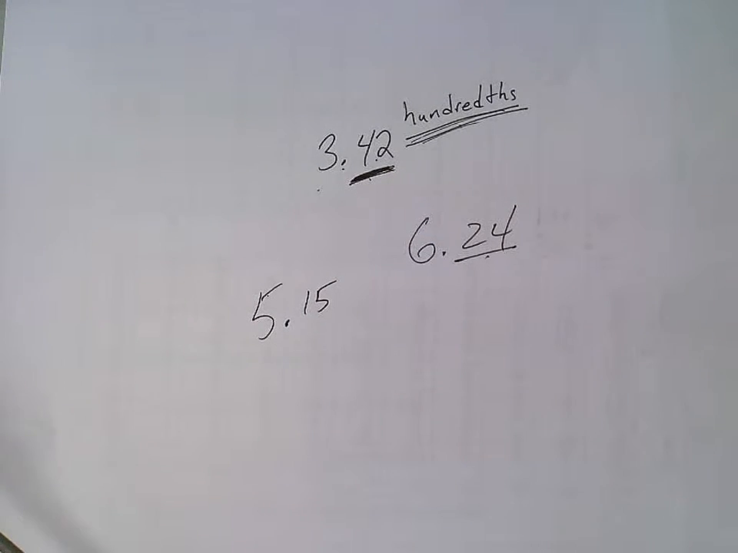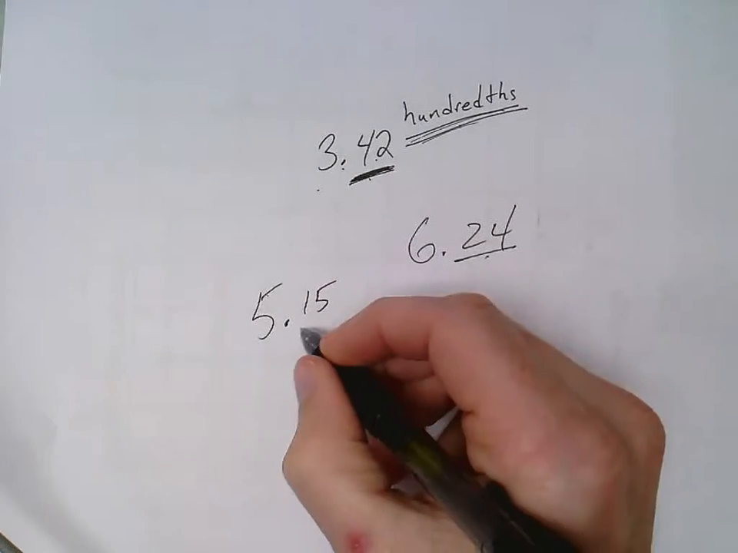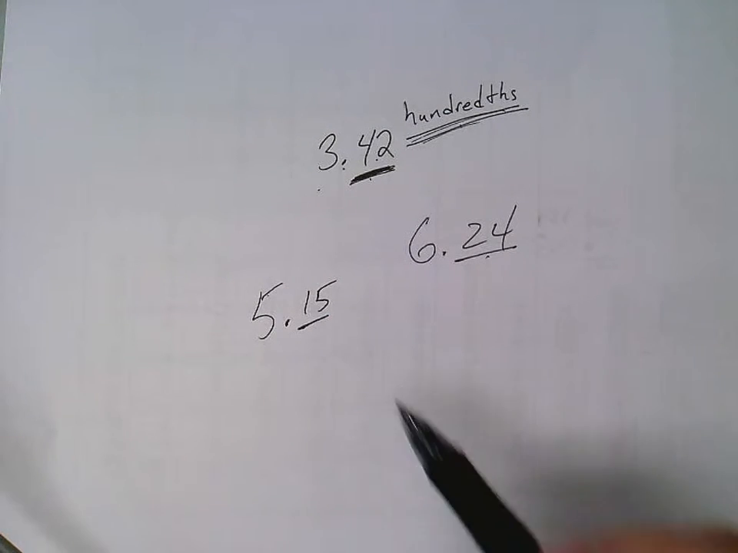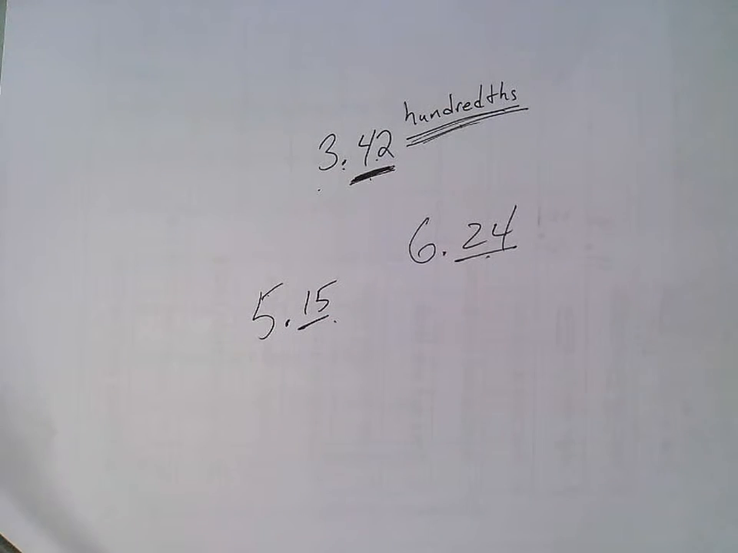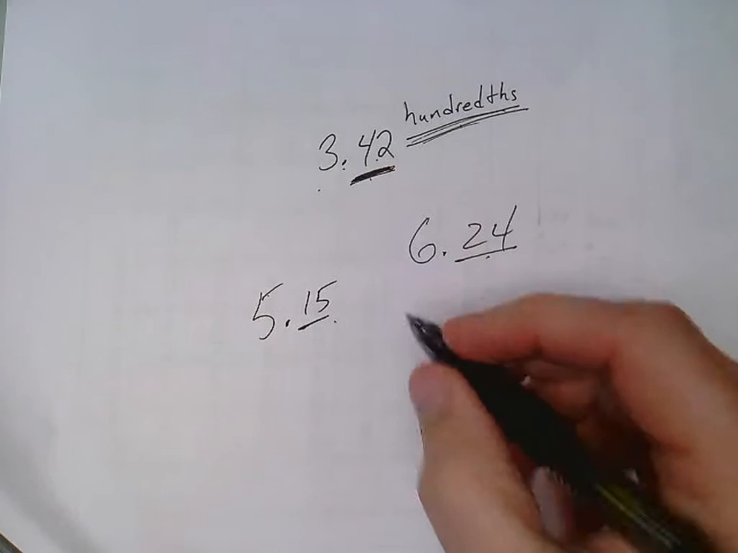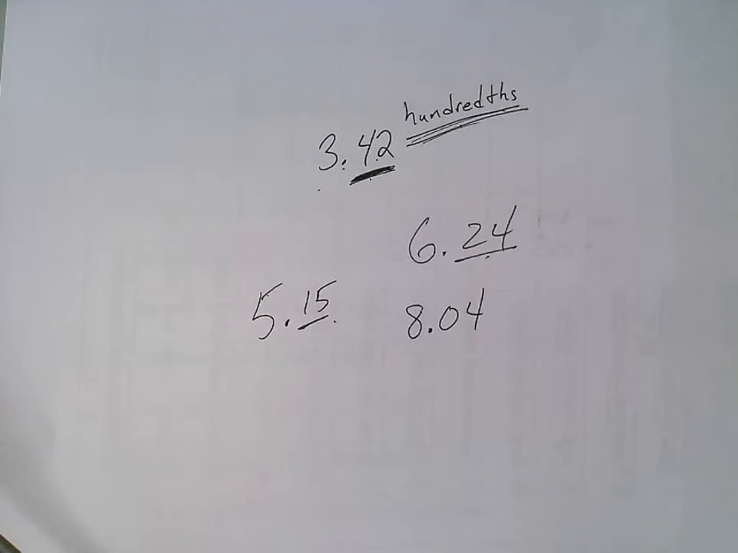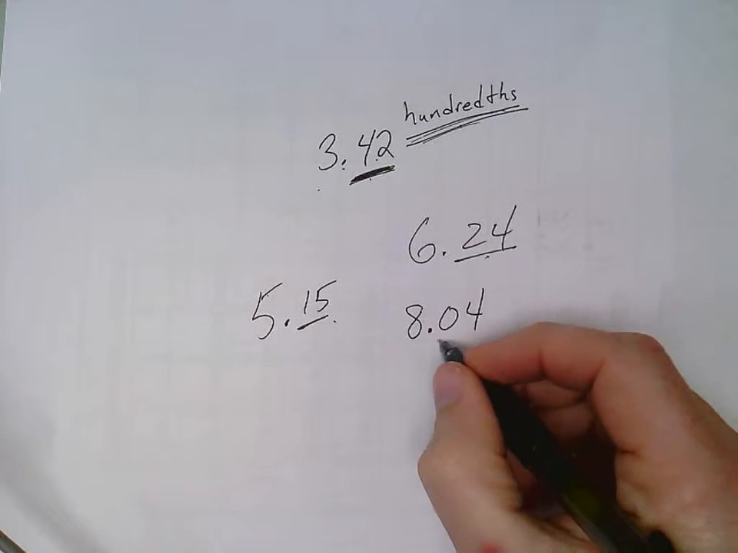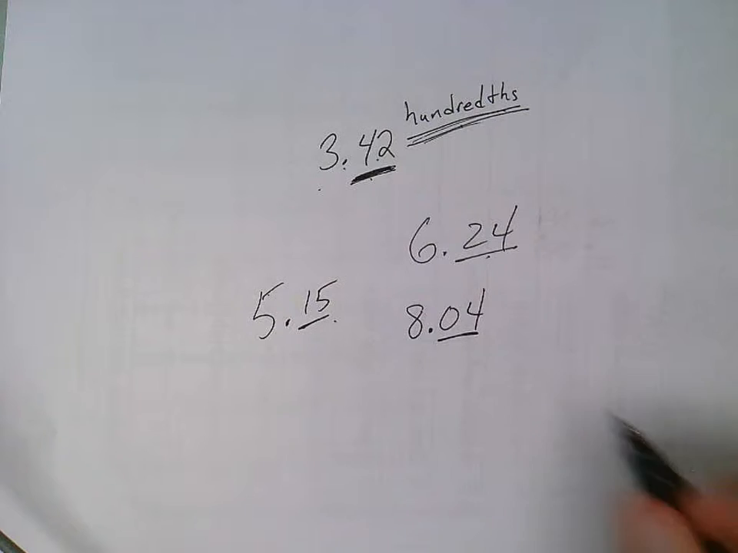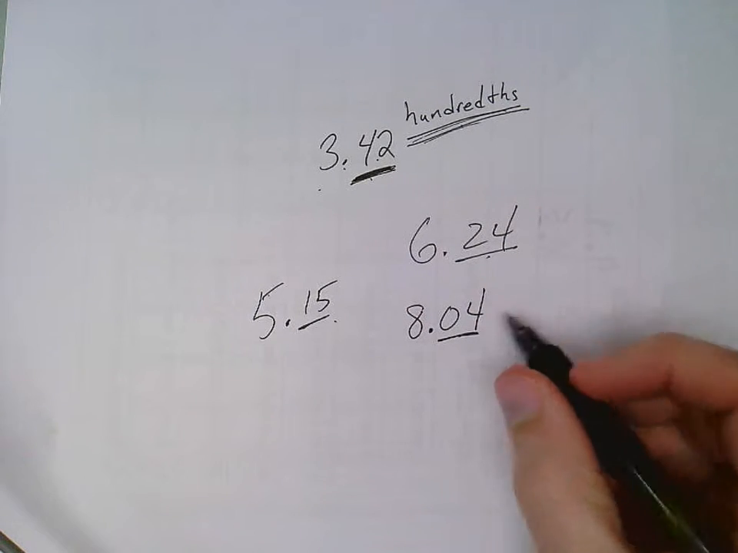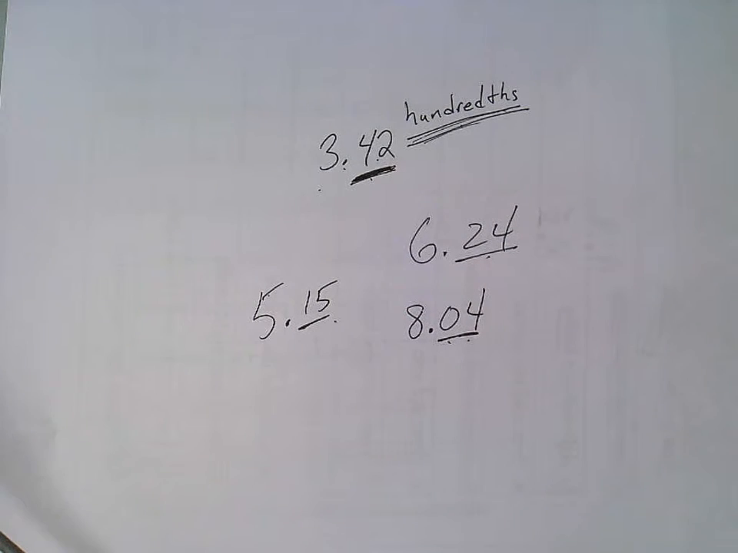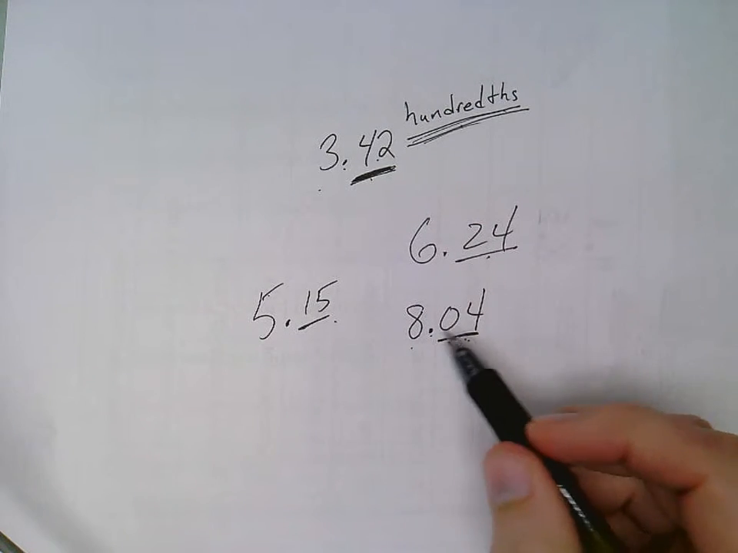5 and 15 hundredths. 15 first name, last name hundredths because it has two decimal places. This one here, 8 and 4 hundredths. It is 4 hundredths because the first name of this is 4 and there's two decimal places, so it is hundredths. 8 and 4 hundredths.